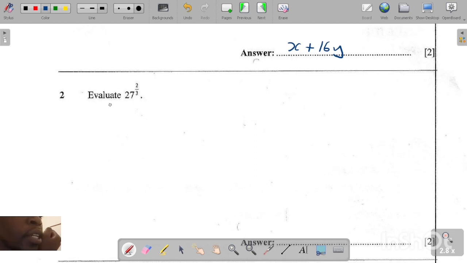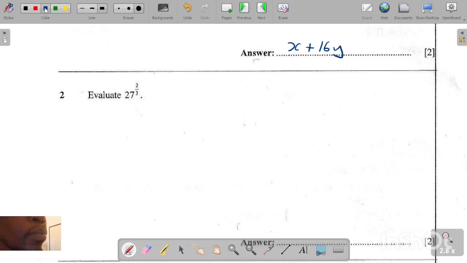So the next question says evaluate. Whenever you have a question that tells you to evaluate, it means they are telling you to work out and find the actual value. Okay? So when you look at this, this is a good example of the application of the laws of indices.